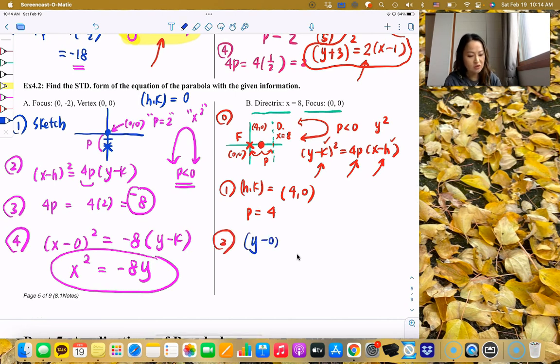y minus 0 squared is equal to 4p. But you guys, p is 4, so it's going to be 16 times (x minus 4). Something's kind of fishy because we know that p has to be negative, and it's going to the left. So we know it's going to have to be negative here. So see if that makes sense to you. Oh, of course, you can simplify this.